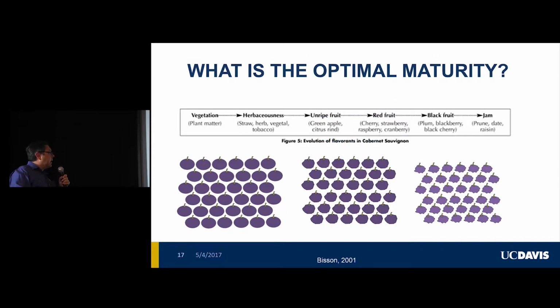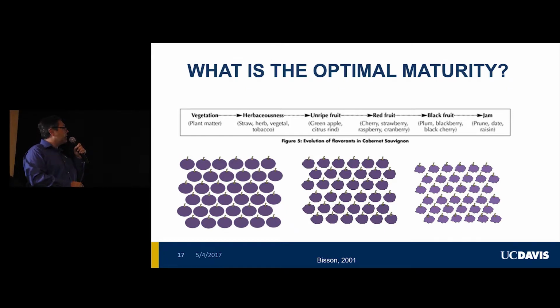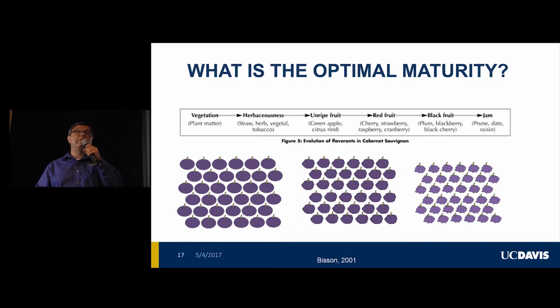When you look at the evolution of flavorants in Cabernet Sauvignon, this work was done by Professor Bassoon Davis. So you have these vegetative flavors that turn into herbaceousness. Then you get into unripe fruit, green apple, citrus rind. You start getting into red fruit, cherry, strawberry, raspberry, cranberry. You get into black fruit, and then when you dehydrate them quite a lot, you start getting into these prune, date, raisin flavors.